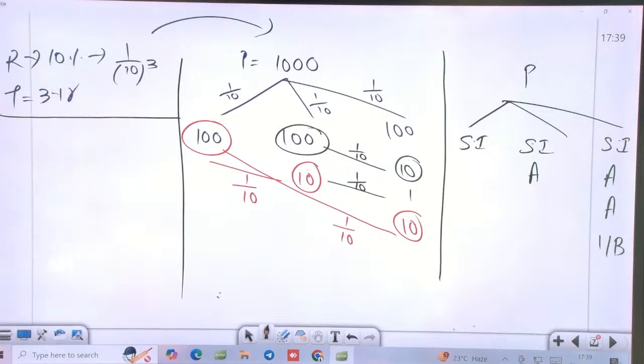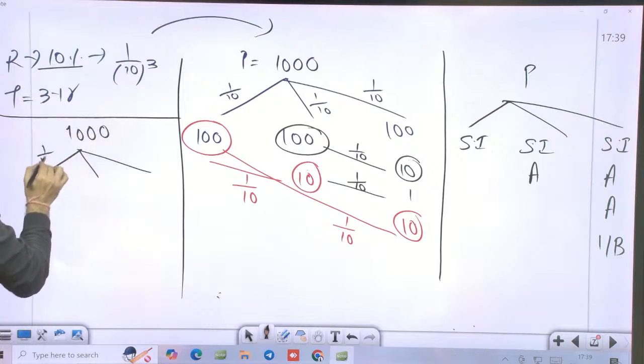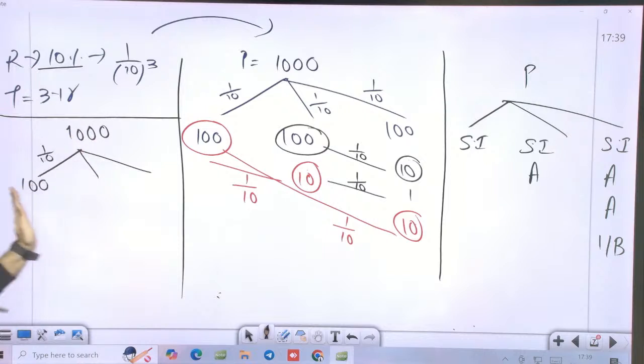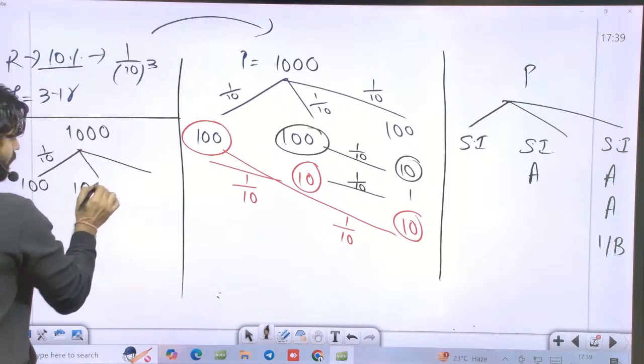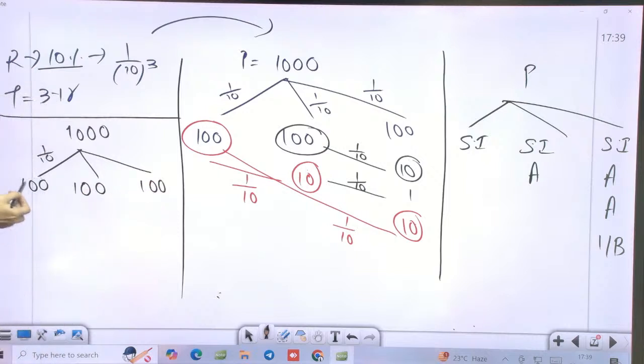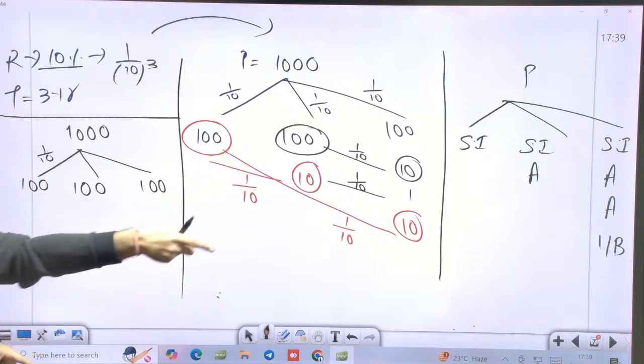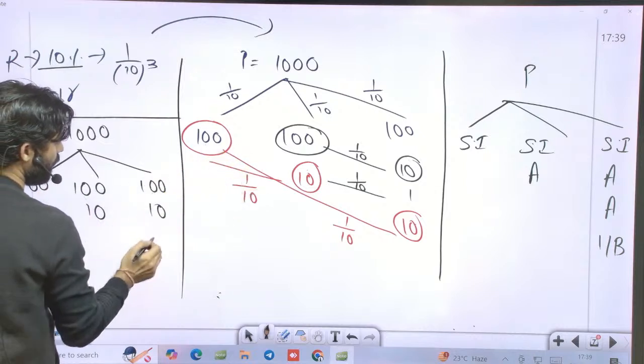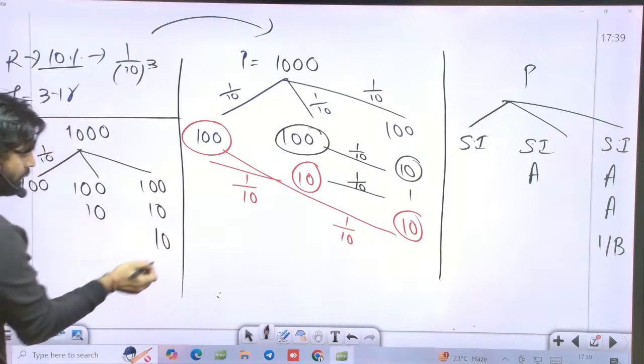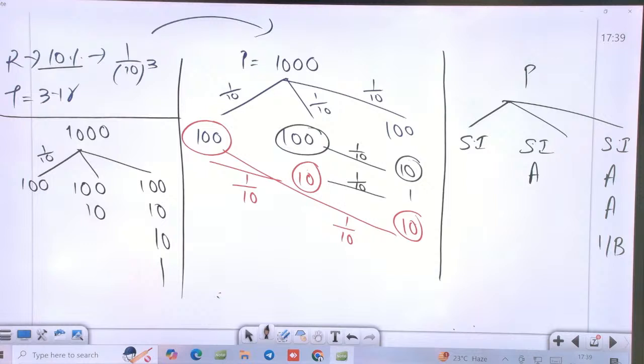So rate is 10%, so 1 by 10, so the principal is 1000. We have to collect 1 by 10, so it is 100. We know that all the values will be equal, so this is 100, 100 and 100. Collect 1 by 10 of this 100, we will have those three equal values A. So this is 10, this is 10 and this is 10. 1 by 10 of this 10 is 1. In your exam, you have to make the chart like this. Done?